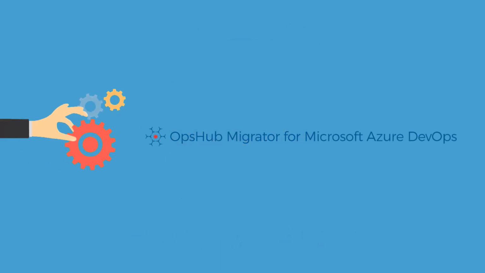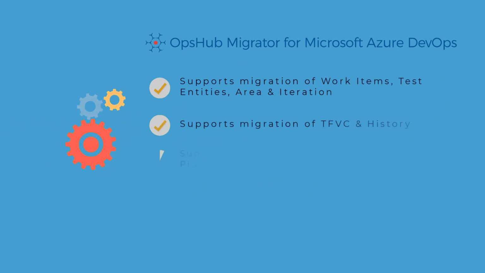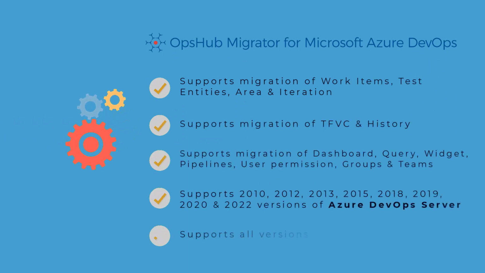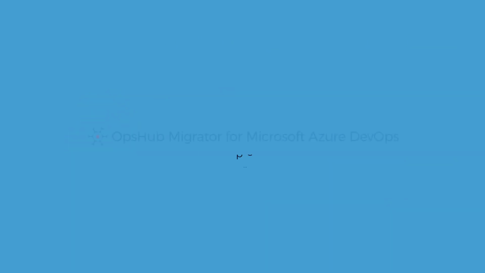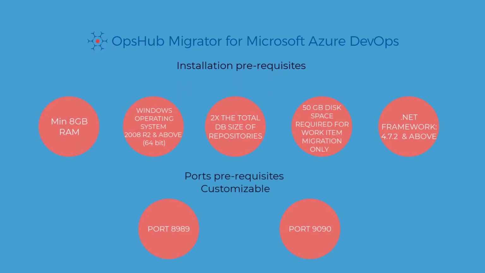OpsHub Migrator for Microsoft Azure DevOps is an intuitive UI-based tool for migration that preserves cross-project linkages. It seamlessly migrates projects within the Azure DevOps ecosystem. To install OpsHub Migrator for Microsoft Azure DevOps, here are a few prerequisites to keep in mind.